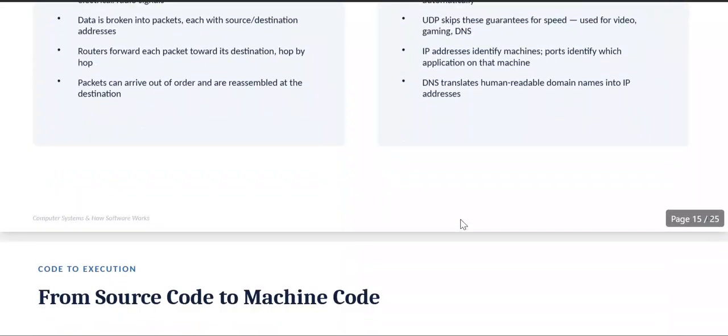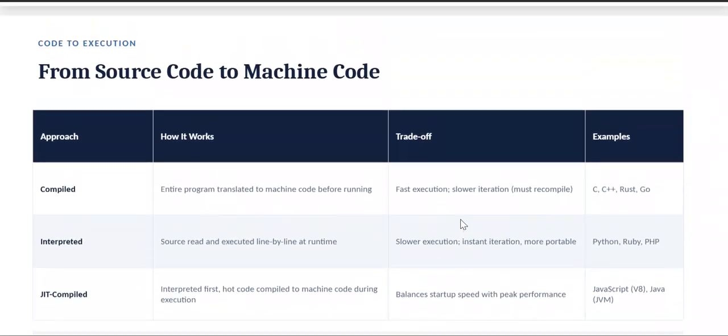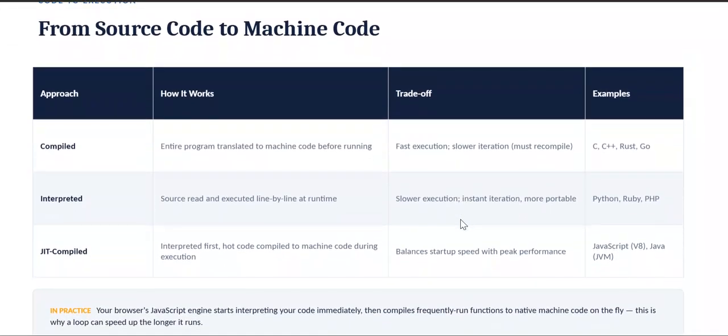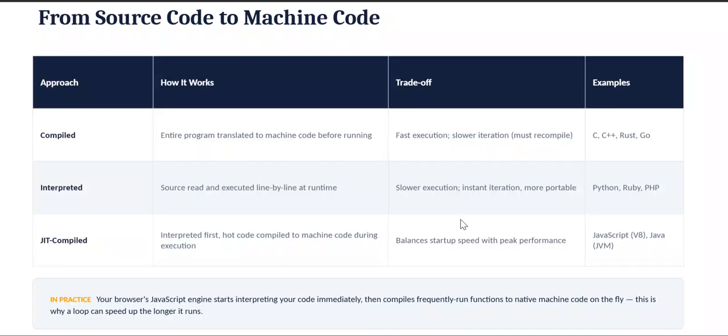So moving forward, code execution. This is the interesting part, from source code to machine code. Now, there are approaches here: the compiled approach, the interpreted approach, and the JIT compiled approach. So, we are going to take this carefully, so please understand this.